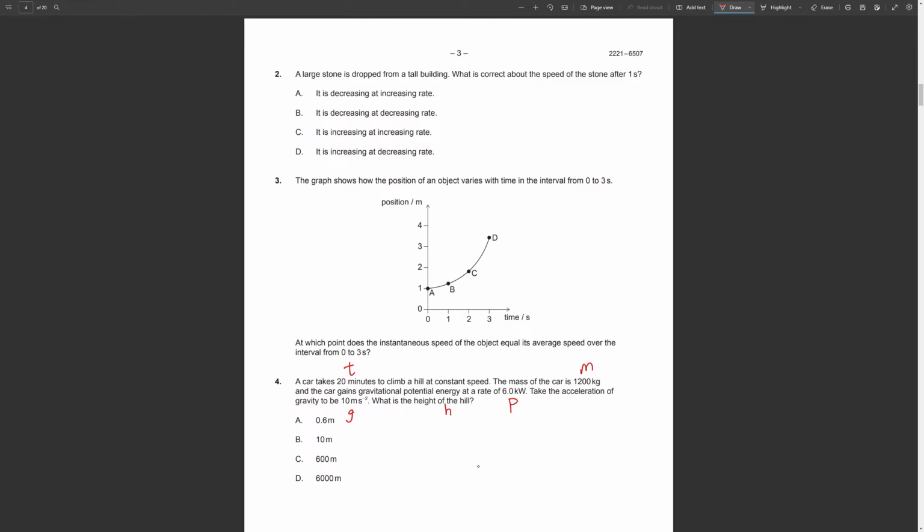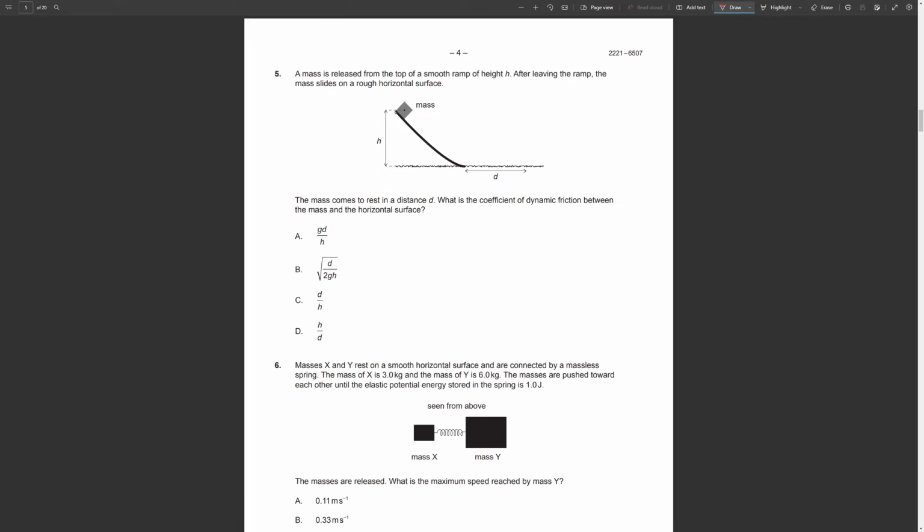To relate these quantities, we can take a look at power, defined as the work done divided by the time taken. Right now, the work done is mgh and the time is t. So 6,000 equals 1,200 times 10 times the unknown height, divided by 20 minutes, but we must convert this into seconds. Rearranging, you will get the height is 600 meters. The answer is C.